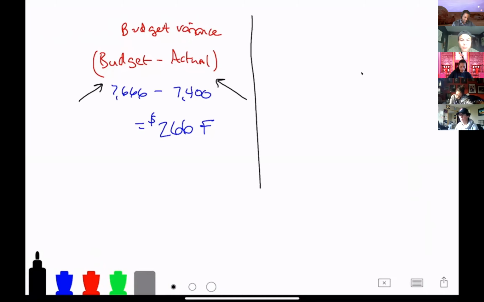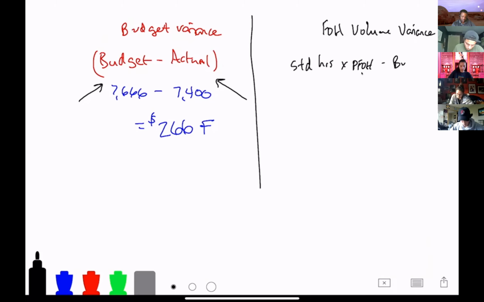Now that's it. The other thing that we look at is our fixed overhead volume variance. To get that, we take the standard hours, how many hours we expected to spend, times our predetermined fixed overhead rate, minus our budgeted costs, budget fixed costs.